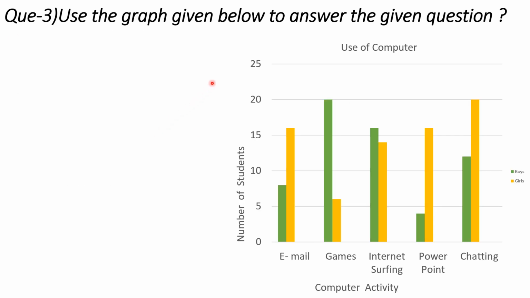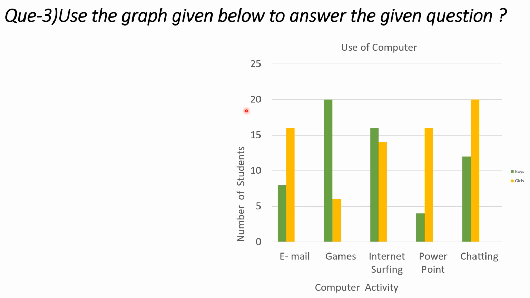Let us see another question. Use the graph given below to answer the question. Now, at first, study the graph. It represents use of computer. And what are the uses? Computer activities: email, games, internet surfing, PowerPoint, and chatting. And here you can see that the green bar represents boys and the yellow bar represents girls. And here is the number of students.